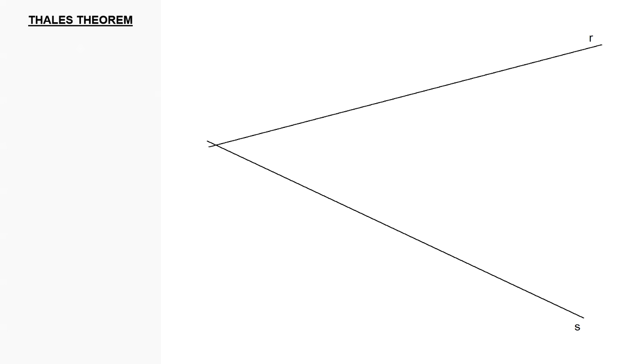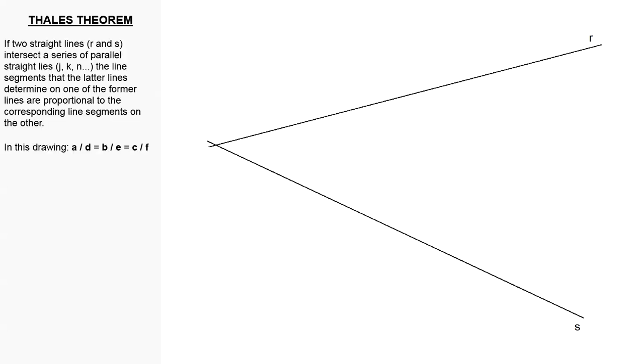Let us explain the basics of Thales theorem without seeing its mathematical demonstration, but with an example in order to understand it. Here are two straight lines R and S that meet, and we are drawing some parallel straight lines that meet both lines, like these lines J, K and N that are parallel to each other.